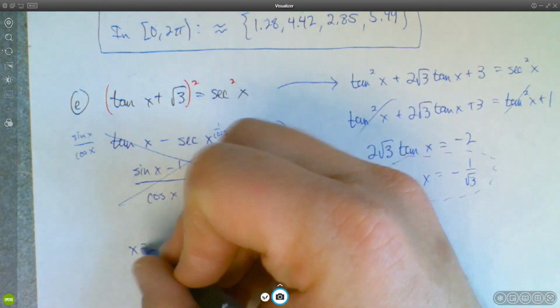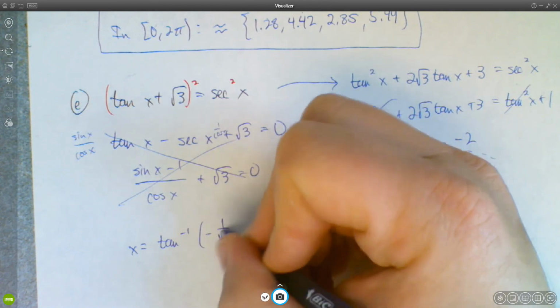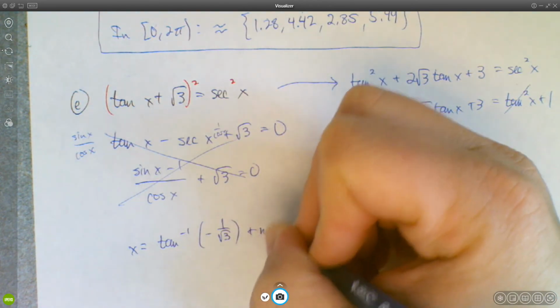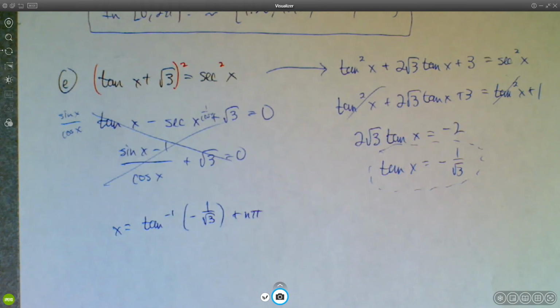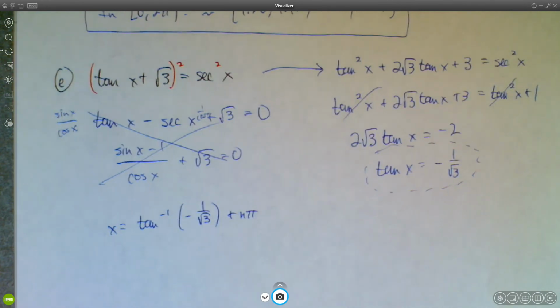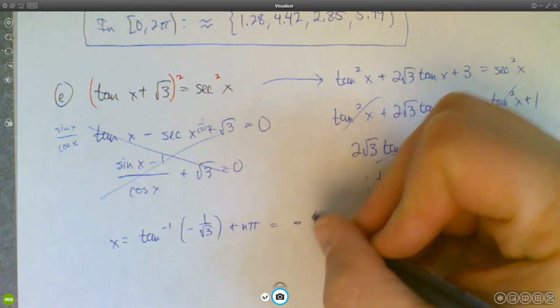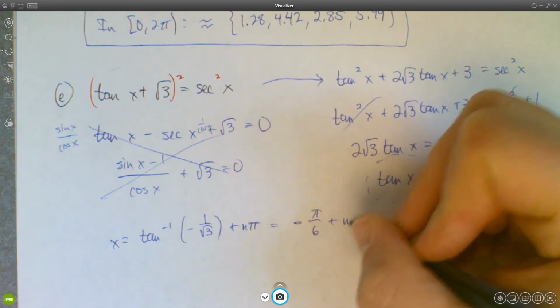So we're going to get x equals tangent inverse of negative 1 over root 3 plus n pi. And that's it for this particular equation. That's the only set of solutions that we're going to generate. So, tangent inverse of negative 1 over root 3 is negative pi over 6. Okay, so this is negative pi over 6 plus n pi.